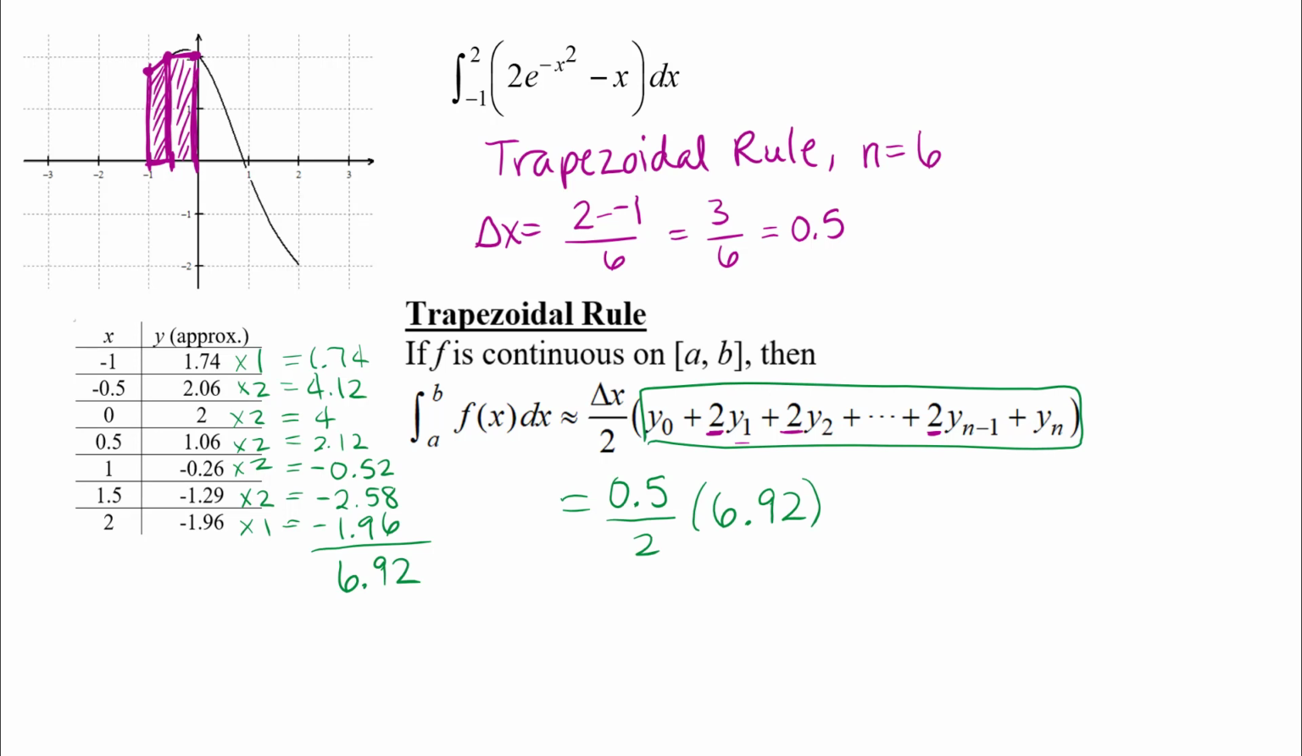So go ahead and do this multiplication. If you want, you could divide 0.5 divided by 2. You get 0.25, and take that times 6.92, and you should get 1.73.